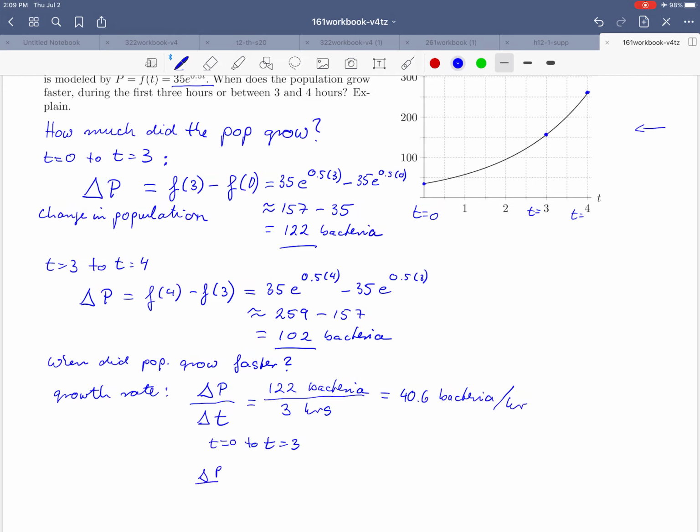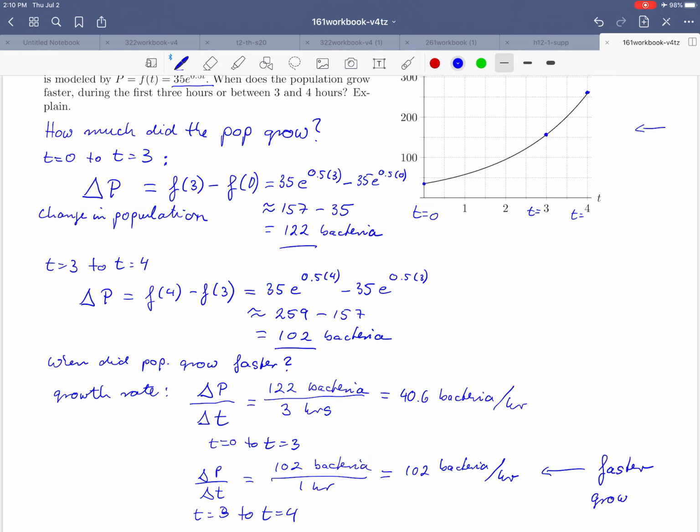What about the other time period? There we had delta P over delta T from t equals 3 to t equals 4 is 102 bacteria divided by just 1 hour. That is a growth rate of 102 bacteria per hour. And so when it comes to growth rate, we can see this is much faster. So this is a faster growth.